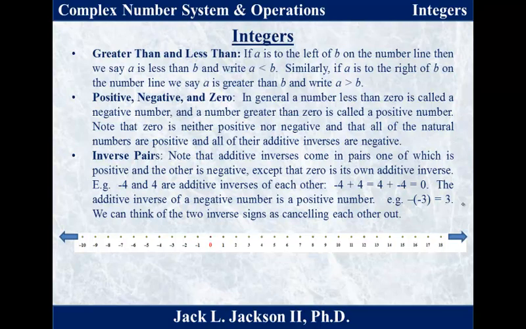So negative 4 and 4 are additive inverses of each other. 4 is the inverse of negative 4. Negative 4 is the inverse of 4, the additive inverse. So the opposite of negative 3, or the additive inverse of negative 3, is positive 3. The additive inverse of positive 3 is negative 3. So you can think of this as the two negative signs canceling each other out.